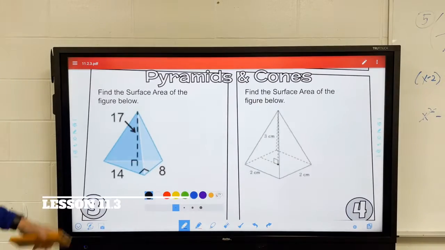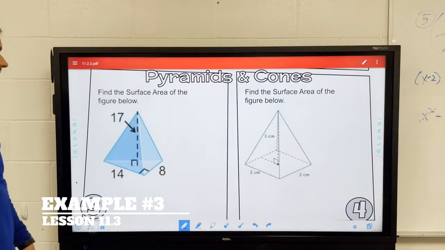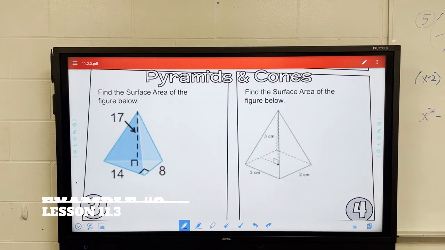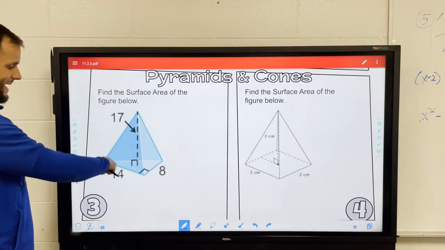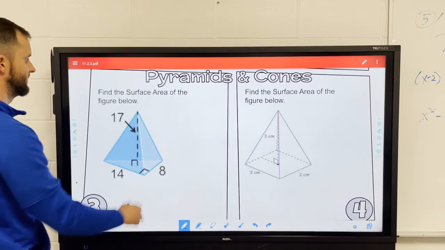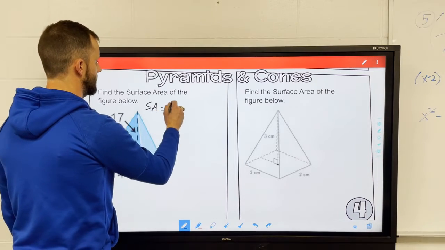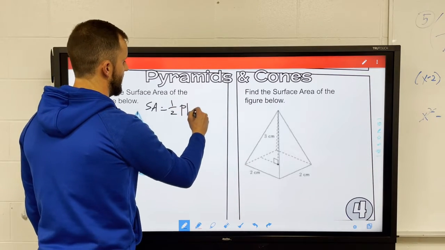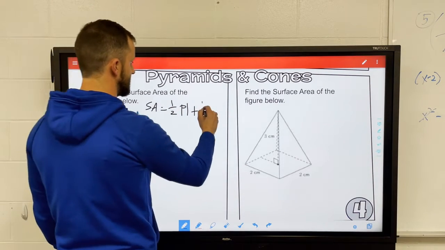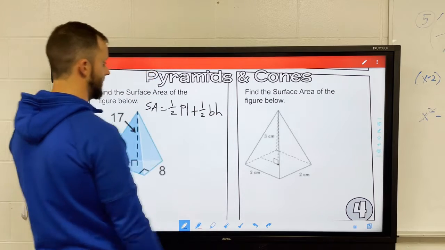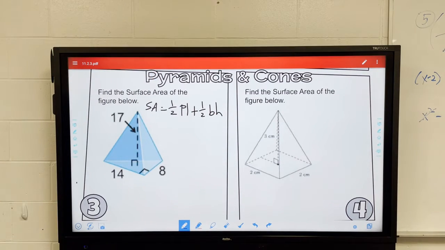Okay, so now on number 3 here, it says we need to find the surface area of the figure below. And if you look here, I've been given a triangular prism here. So to find the surface area of that, I'm going to do 1/2 PL plus the area of the base, but in this instance, it's going to end up being a triangle. So I got to find the area of a triangle. So let's go and look at this.